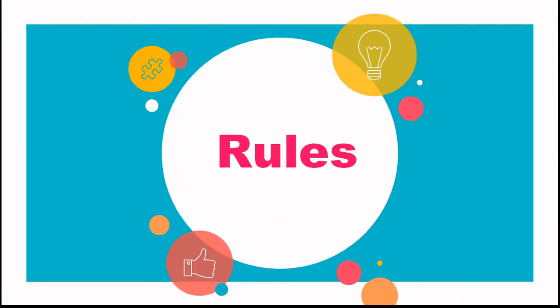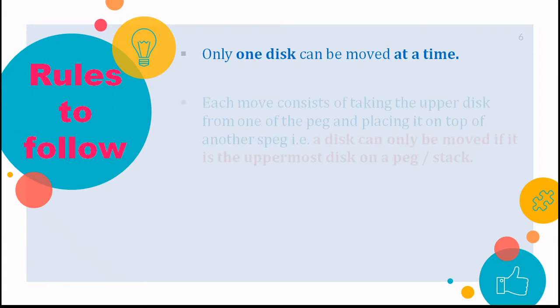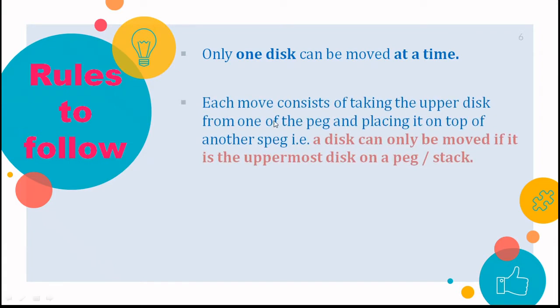Now what are the different rules to solve this puzzle? So the first rule is only one disc can be moved at a time. So there are three pegs and there are n number of discs given, but only one disc can be moved at a time. Each move consists of taking the upper disc from one of the pegs and placing it on the top of another peg. Now what happens here is we always take the topmost disc from a peg, and we place it on another peg. Again we will be placing it on the top.